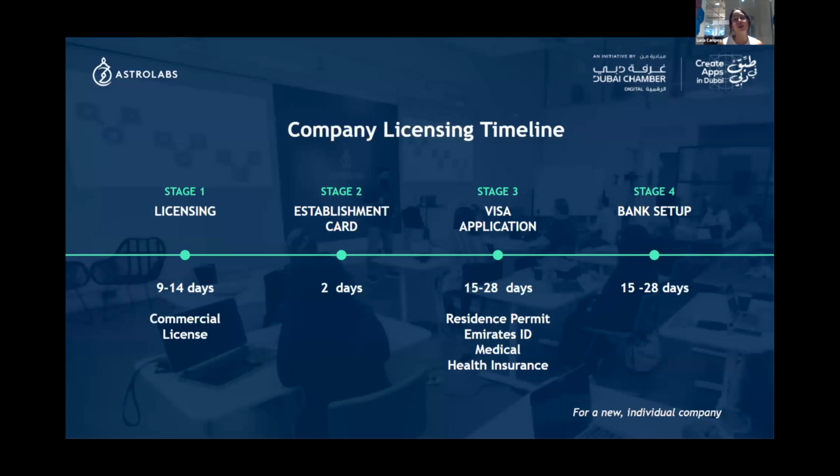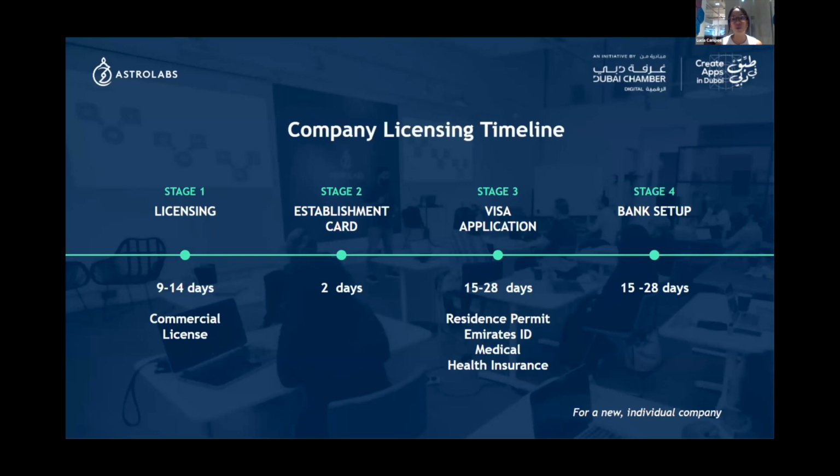You'll then proceed to applying for your establishment card, which takes around 2 days. Once you have your business license and establishment card, you can move to the 3rd stage, which is your visa application. So if you don't already have a UAE resident visa or an Emirates ID, or if you want to move your visa under your new business, you have to go through that process, which all in all, depending on if you already have a visa and an Emirates ID and your health exam done, may take between 15 to 28 days.